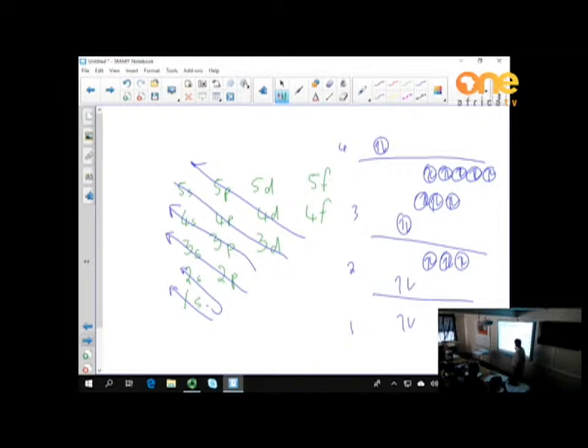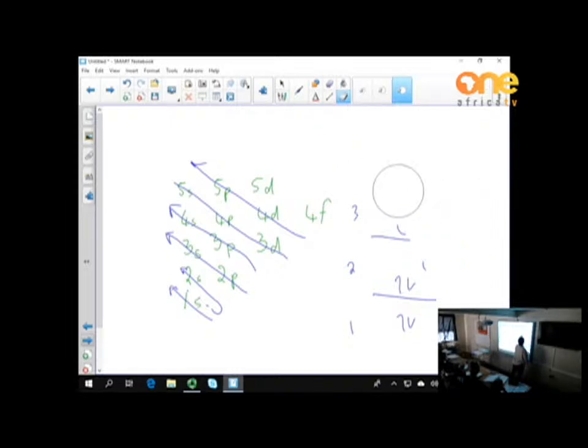Now, when we're going to have a look at the SPD notation, there are two exceptions to this order. Now, your syllabus does not specifically say you must know those two exceptions, but they also don't say you don't. They say in general, you must be able to do the SPD notation. So now the two exceptions are chromium and copper.